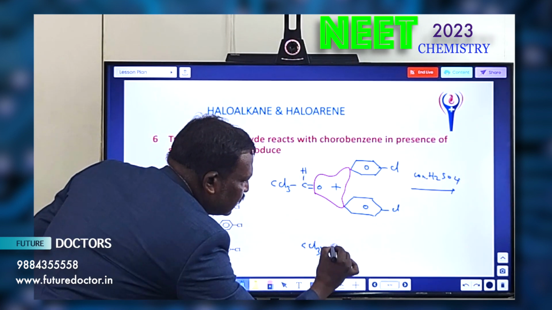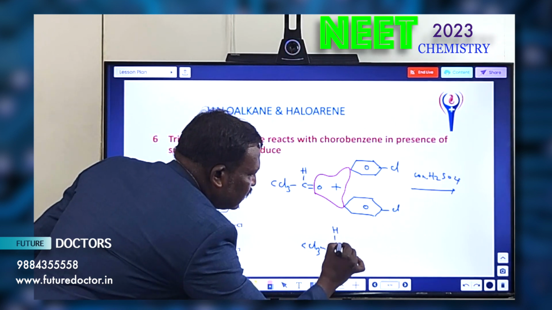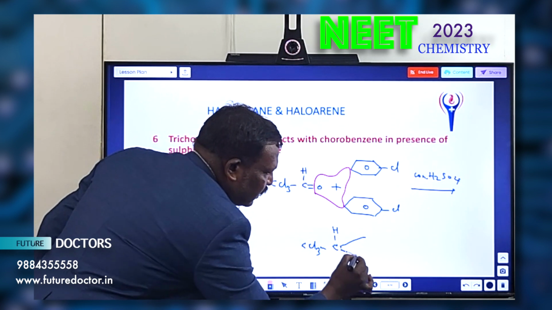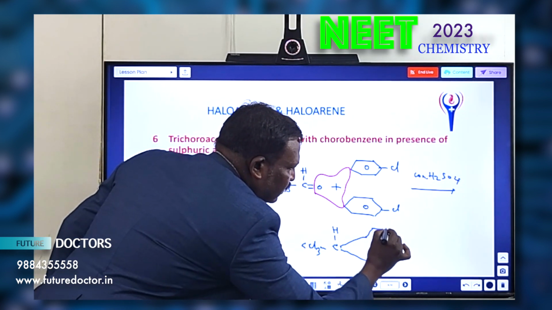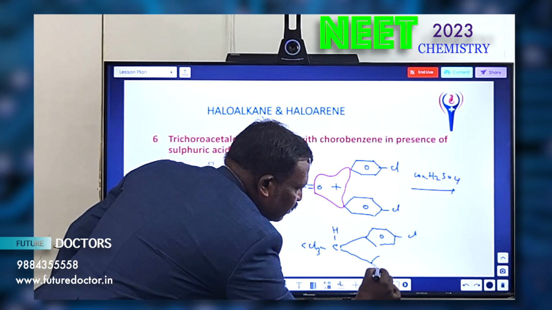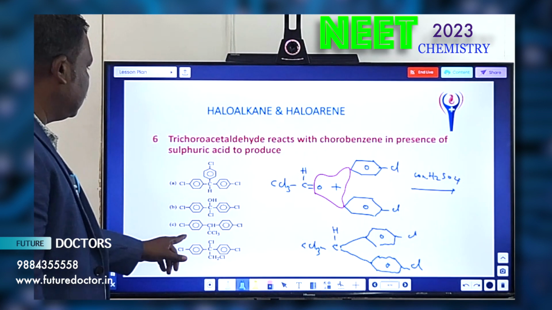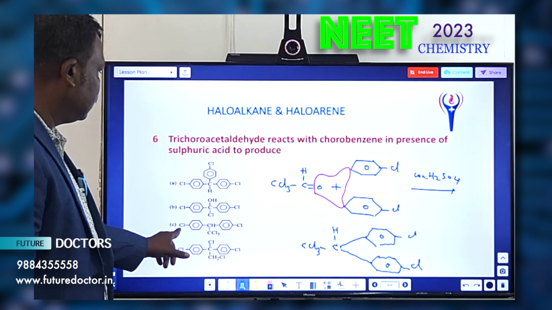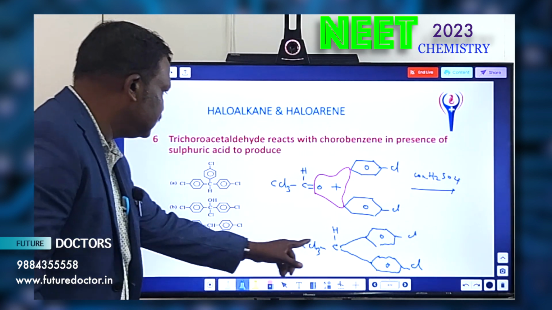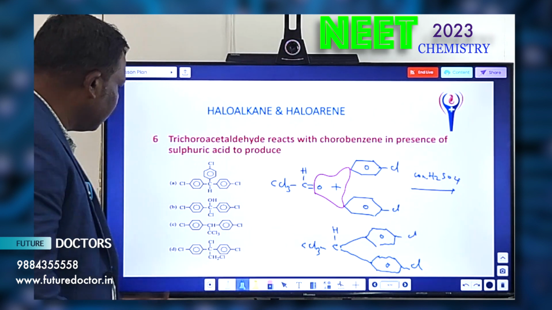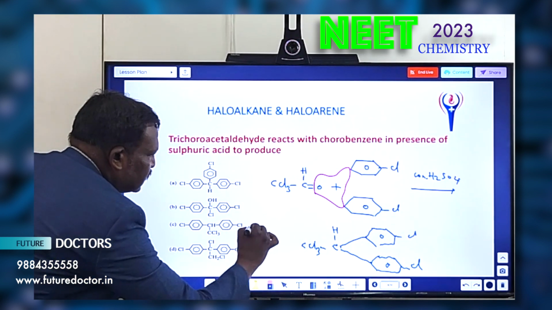CCl3 C, H. One bond goes to this chlorobenzene, another bond goes to this chlorobenzene. The product will be like this. Understood? So the product, C is the correct one. Here CCl3, with 2 sides to chlorobenzene. The answer: C is the correct one.